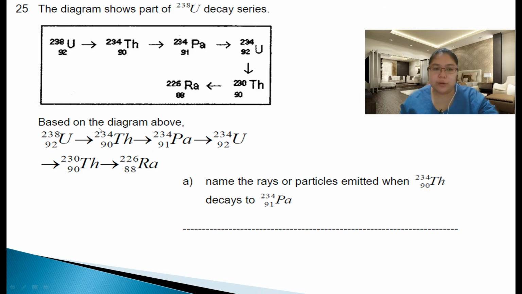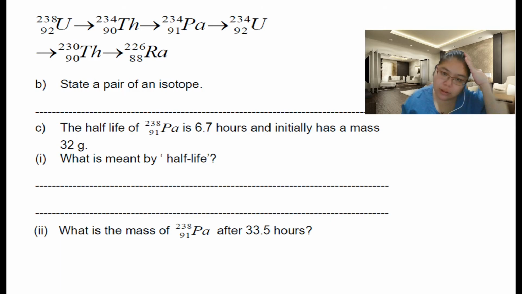So from here, you see the nucleon number never changes, just the proton number. So we know they change by how many? 1 only, is it? So that one, the proton number change should be the beta. Okay, so name the ray. You can say beta. You can also say fast moving electron. So this one is a beta particle. Okay, we continue with B.